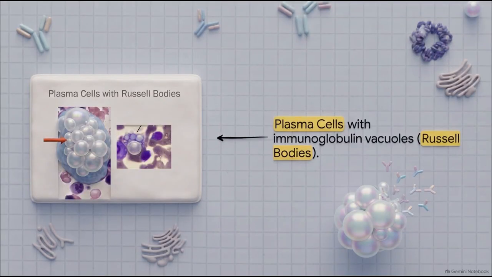In an even more extreme state, when these plasma cells become totally packed with immunoglobulin-filled vacuoles, they look like they're full of giant bubbles. We refer to those specific inclusions as Russell bodies. It is quite literally a plasma cell bursting with its own antibodies.